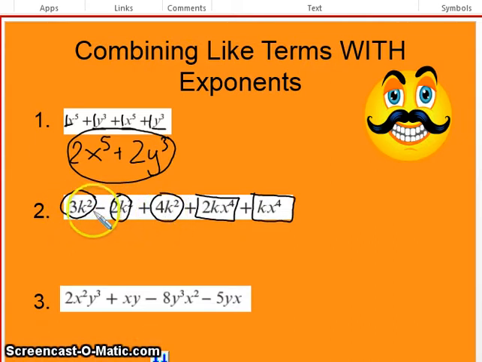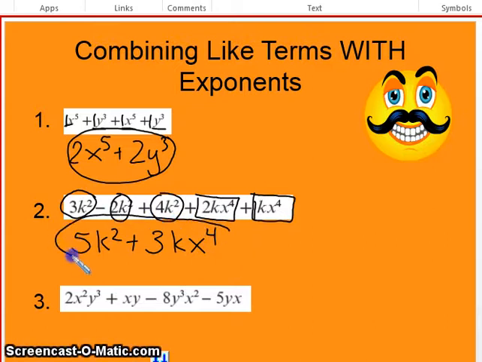So 3 minus 2 gives me 1k squared, plus 4 leaves me with 5, and what they had in common was k squared. Now for the kx to the fourth. 2kx to the fourth plus, and remember we have an understood 1 here, so 2 plus 1 is a positive 3kx to the fourth.